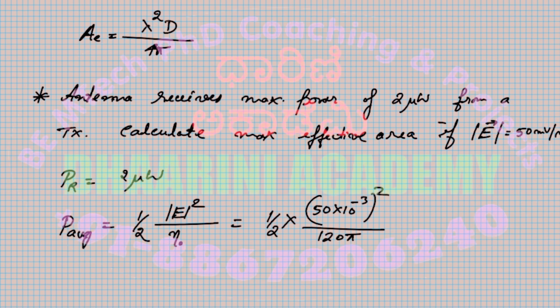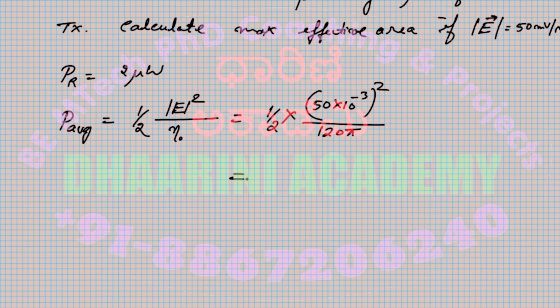Okay, so I don't have the answer with me. Let's quickly calculate. Yeah, the eta naught is a standard value, which is 120 pi. That is called the radiation resistance, the standard value of the radiation resistance. So the notation is eta, but still it is not an efficiency. Okay, it's a radiation resistance. If you want, please note.